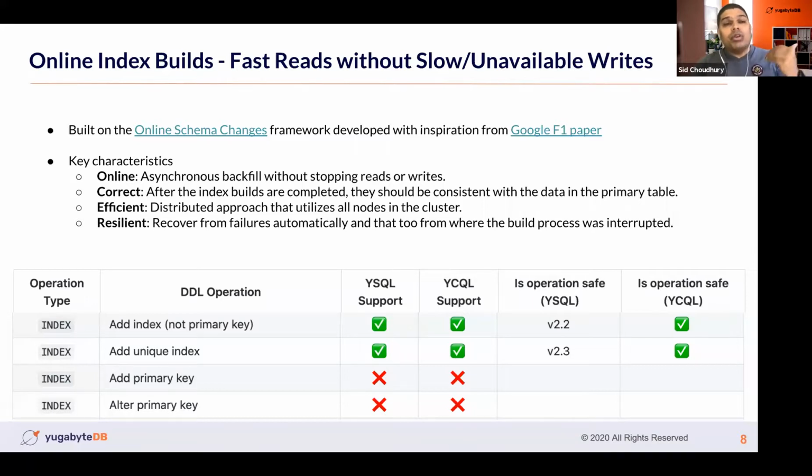Then we have been using the online index build as the first app or first use case on that framework that we have built. Now, when it comes to this index build itself, we pushed ourselves to have 4 key characteristics. It has to be online, which means that it should not stop reads or writes from continuing. And that means the backfill process has to be asynchronous. It has to happen in the background.